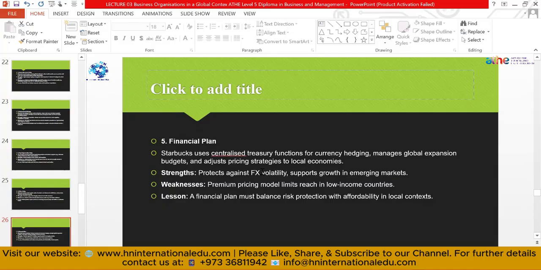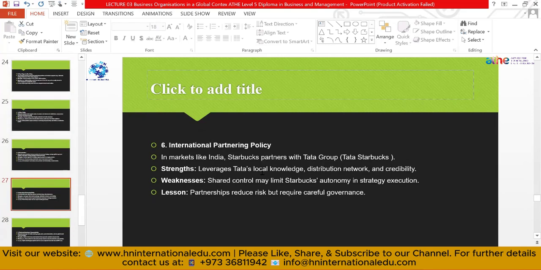Yeah. The reason is the weakness: the premium pricing model limits reach in low-income countries because their pricing model is very different. Starbucks is not cheap, it is expensive, and yet the flavors are the same. Trust me, I believe the local coffee cafeterias you people have in the South are better than Starbucks. Their packaging, ratios, flavors, tea richness, everything is excellent compared to the brand Starbucks. Lesson: a financial plan must balance risk protection with affordability in the local context. Yes, the reason is affordability.